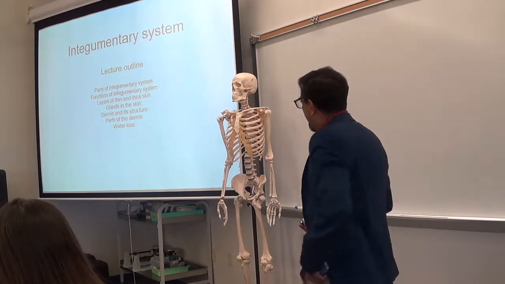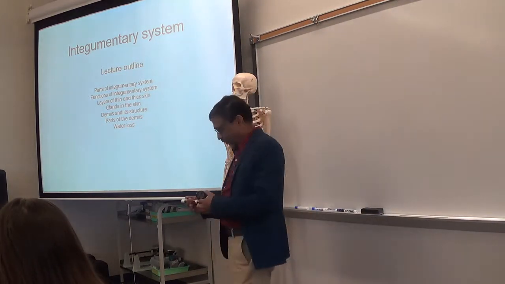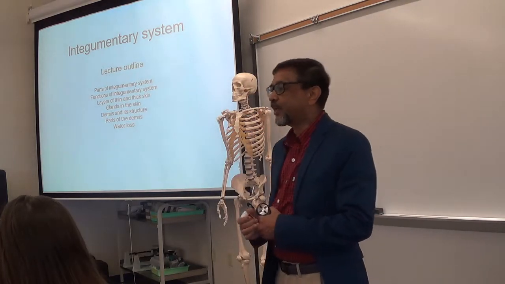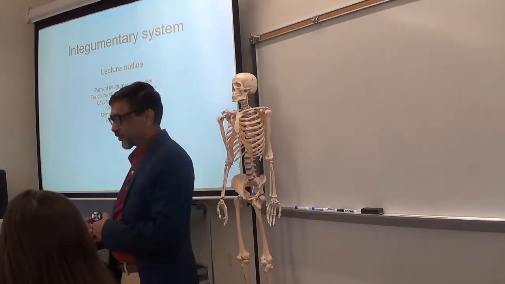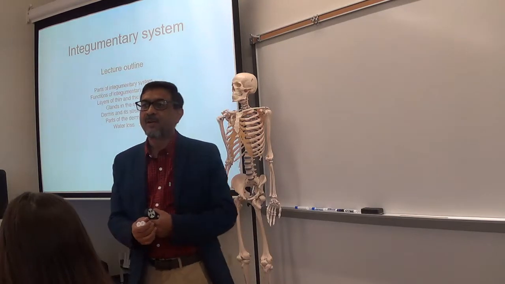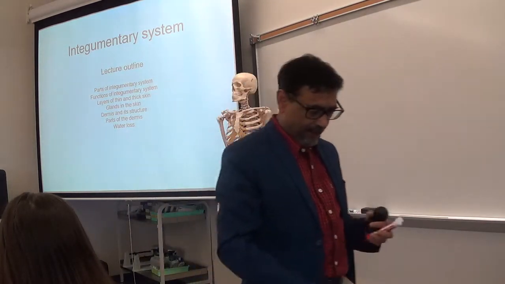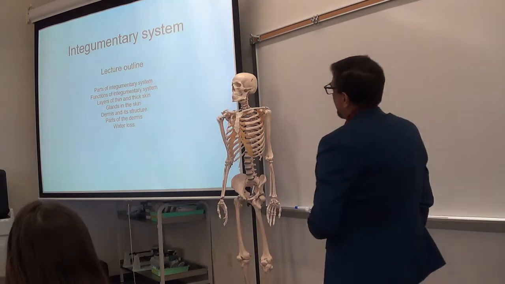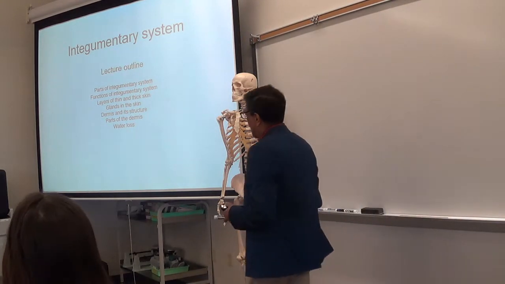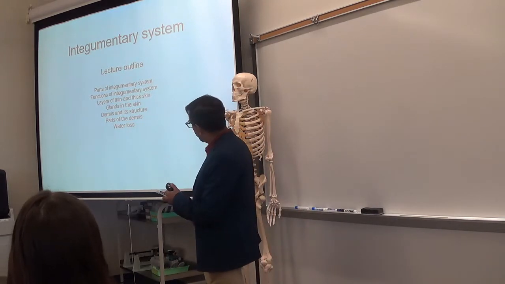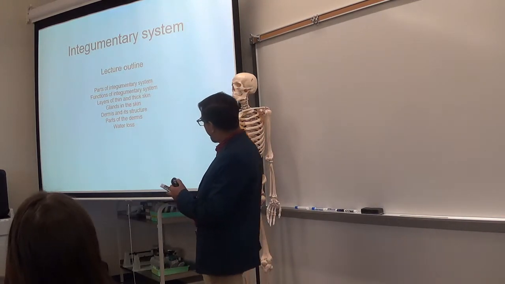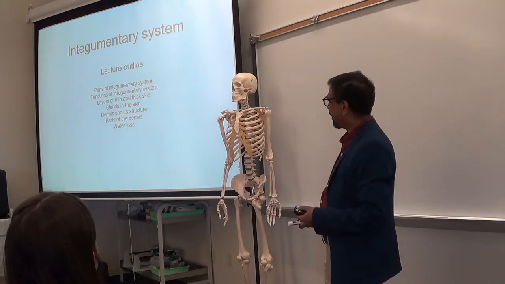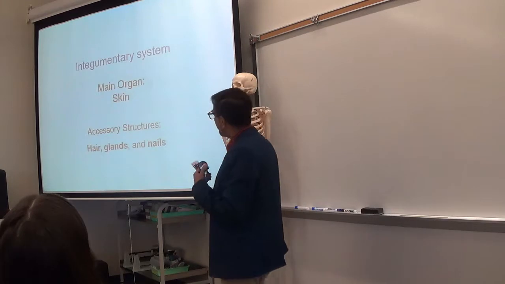Then we'll talk about the glands of the skin. Skin has sweat glands, sebaceous glands. Okay, so we'll see what kind of secretion comes from those glands. Then we'll talk about the dermis and its structure. Of course, we'll talk about epidermis and then dermis and then water loss.